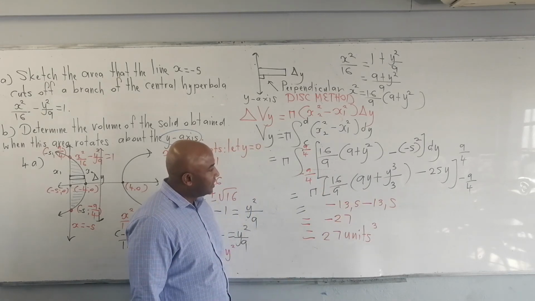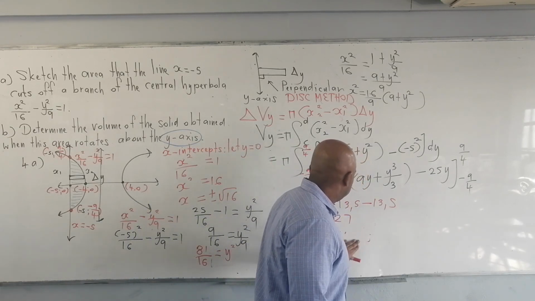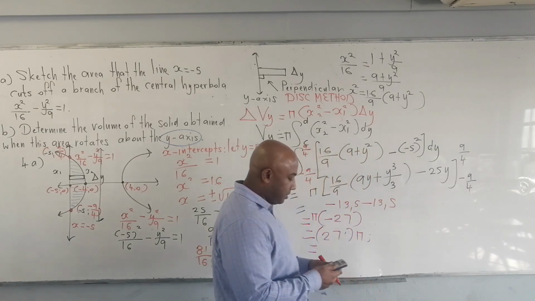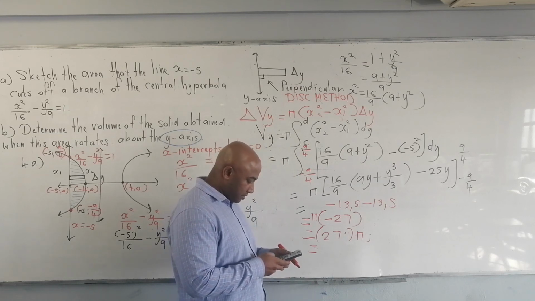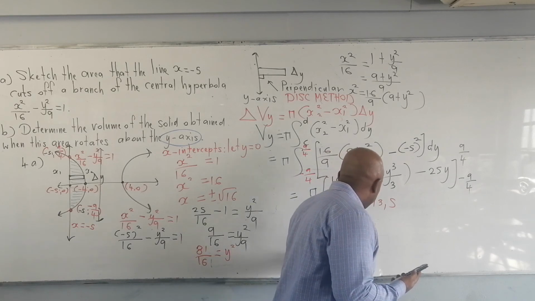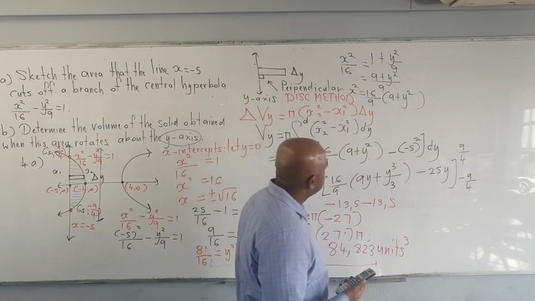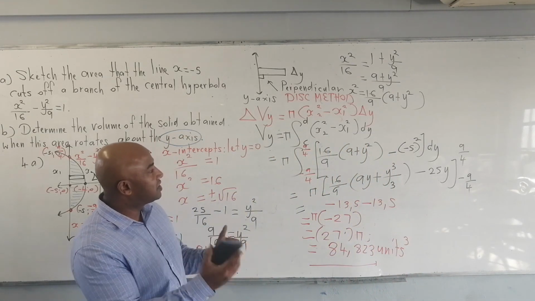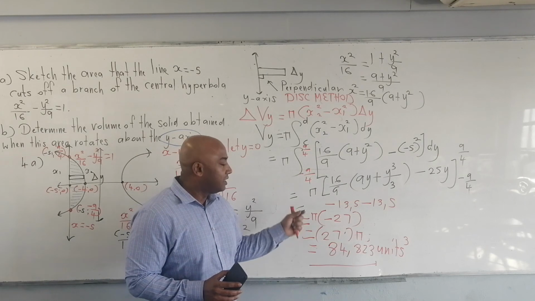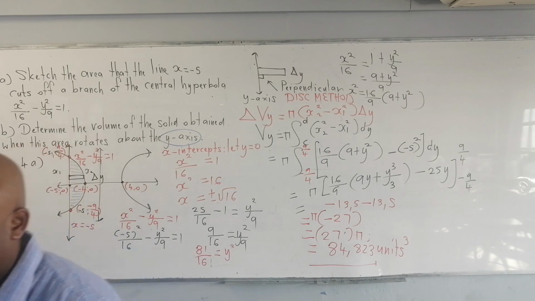So 27 is, sorry, mistake here. That's not 27. Remember, it's that times pi. That's 27 pi, which is equal to 84.823 units to the power 3. Right, so if you're getting a negative, it just means that you subtracted it the other way. It doesn't really matter because the answer is always the absolute value of what you have there. It means it will be positive. Double check your values.